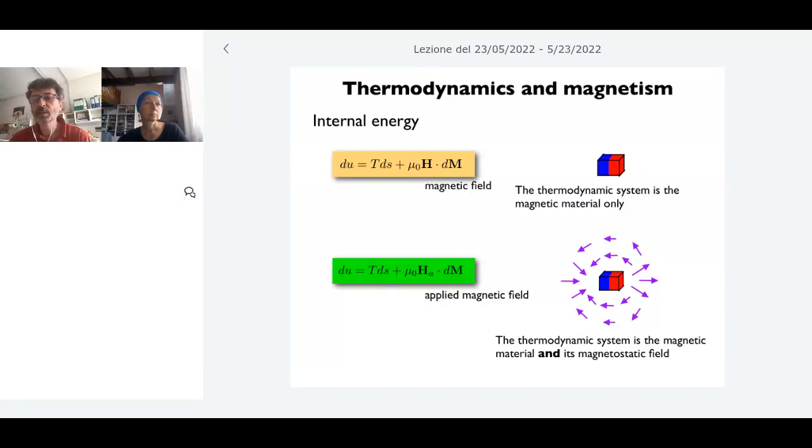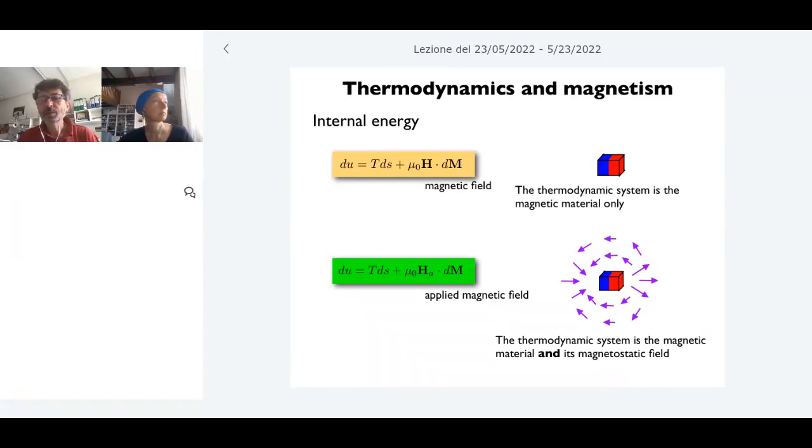Well, this all depends on what you consider as a thermodynamic system. If the thermodynamic system is the magnetic material only, so you don't care about the energy spent to create the magnetostatic field, then the work term that you have to put is mu0 H dM. It's clear. This is the most correct way to do this, because it just means that the variation of internal energy with respect to the magnetic phenomena is mu0 H dM. This is exactly the result we have derived before. So the part of the work which is converted into internal energy.